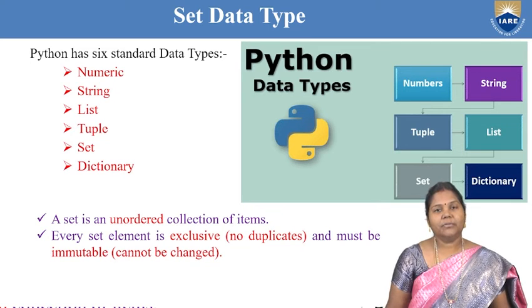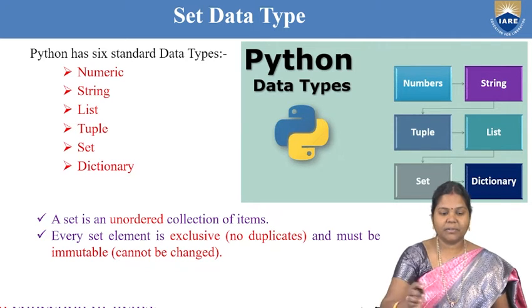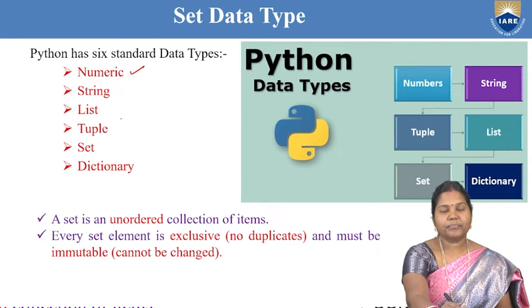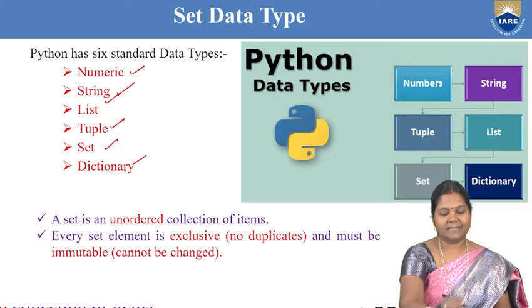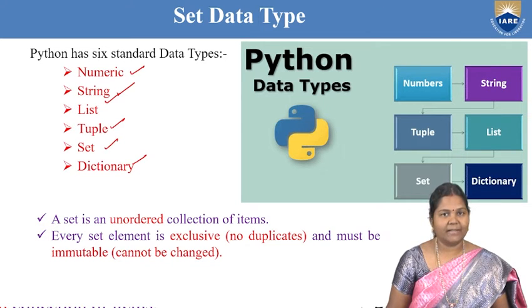Now coming to the standard data types in Python, we have 6 standard data types. One is numbers or numeric, then string type, then list, tuple, set and dictionary. So Python has these 6 standard data types. Now out of these data types, today we are going to talk about the set data type.